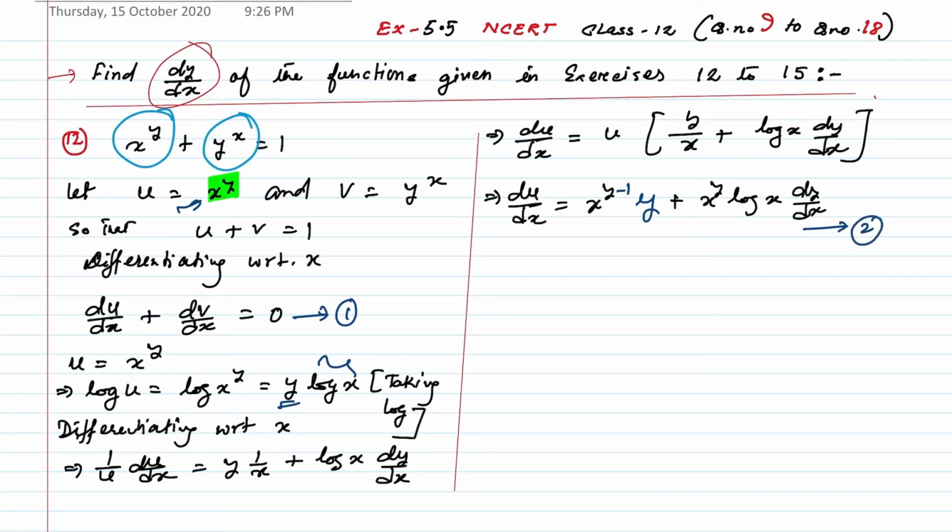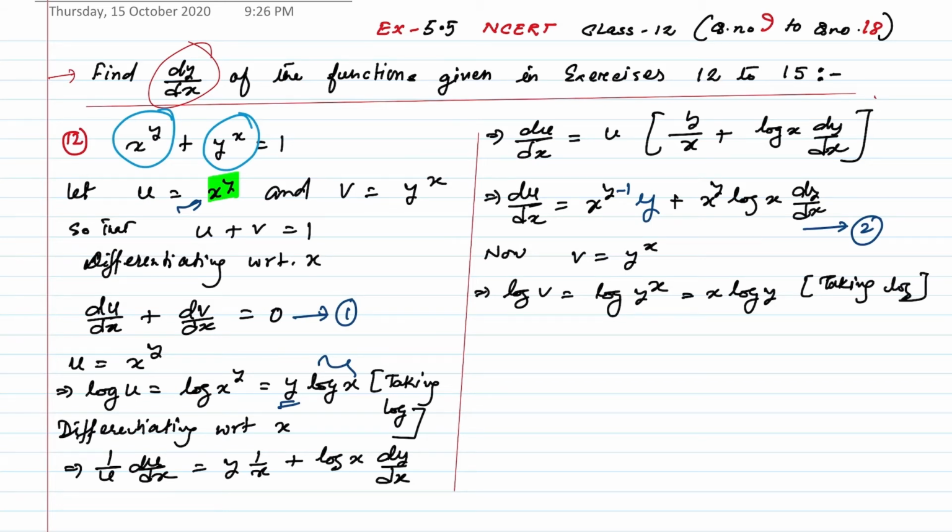Now let us find dv by dx. v is equal to y to the power x. If you take log on both sides, log v will be equal to log of y to the power x, and using the property of log we will get x log of y. So taking log, now differentiate. Differentiating with respect to x, it will be 1 by v dv by dx.